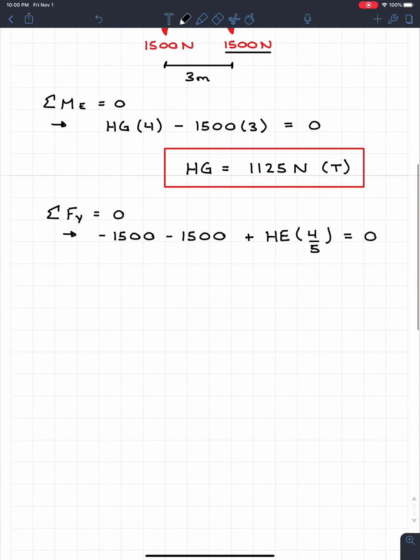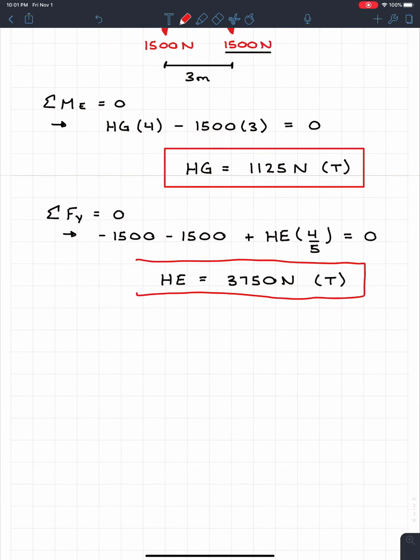So we come down here, we solve that equation, very, very easy. We see that HE is going to be equal to 3750, so 3,750 newtons. And again, we get a positive answer, therefore it must be in tension. So what I'm going to do, I'm going to box that answer, HE. Kind of put this down a little bit. And there we go. We already have two of our unknowns.